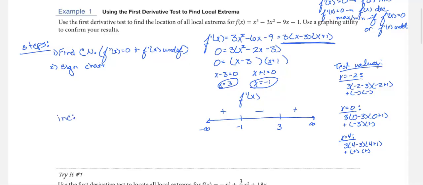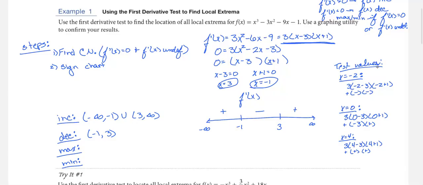So we're going to talk about where it is increasing, where it is decreasing, where I have a maximum, and where I have a minimum. And now we're talking about local mins and maxes instead of absolute mins and maxes. So the function f of x is increasing from -infinity to -1. In the middle it is decreasing, so -1 to 3. And then on the right-hand side of the sign chart, we're increasing from 3 to infinity. And we're going to join these together with the union symbol.